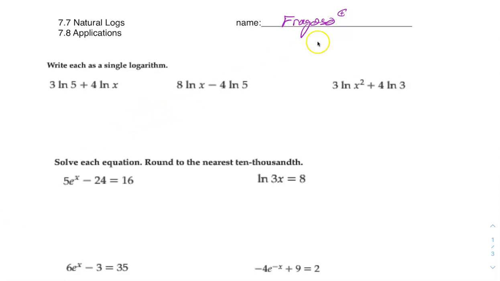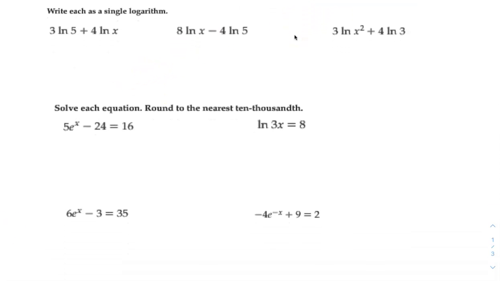7.7 natural logs and applications worksheet. Let's just go through it real quick. So write each of the single logs. So they want me to combine these, right? Remember, general rule is plus is multiplication, minus is division.